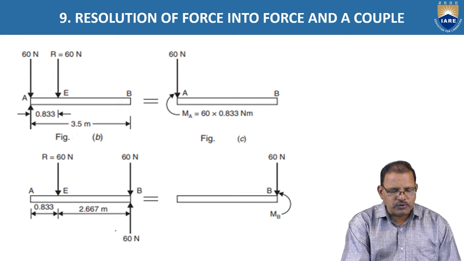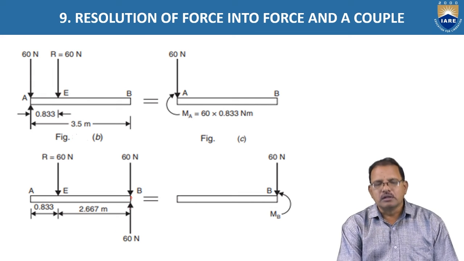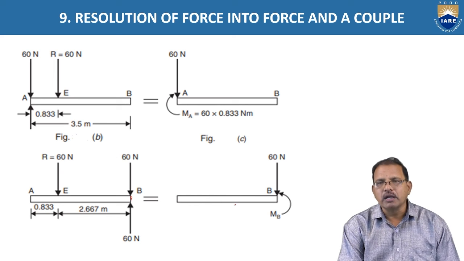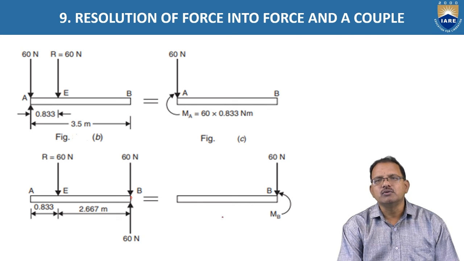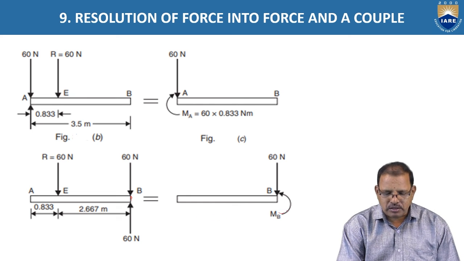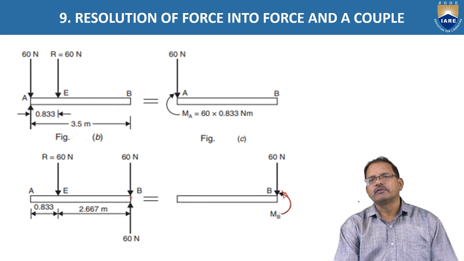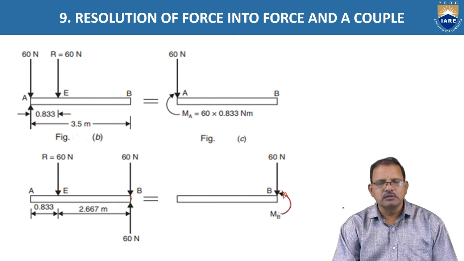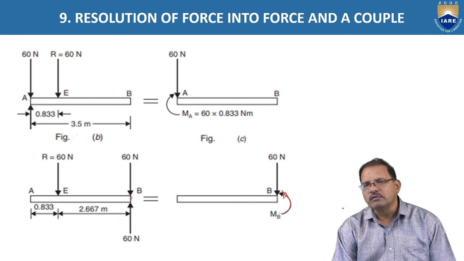Now, at the B position, a couple is formed due to the downward force at E and the upward force at B. They tend to rotate the body in the anti-clockwise direction, which is equal to 60 into 2.667, and is represented here in this figure. Okay, this is the way of keeping the resultant force at various positions. Actually, it is acting at point E, but that can be transferred to point A or B with the same force in the same direction with the addition of a couple.